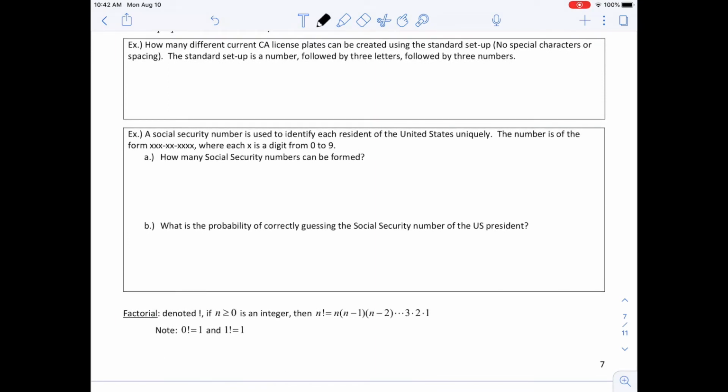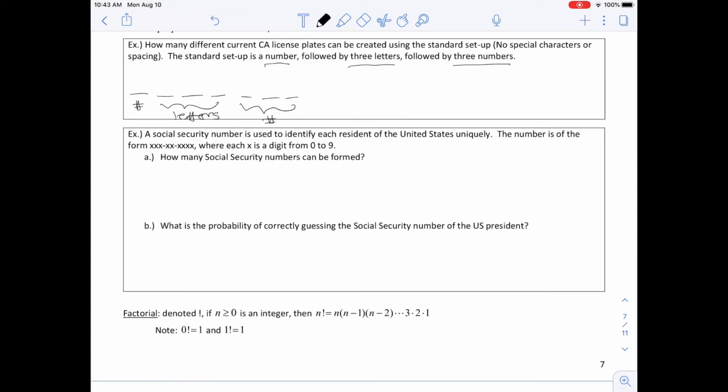The first example says, how many different current California license plates can be created using the standard setup, no special characters or spaces. The standard setup is going to be a number followed by 3 letters followed by 3 numbers. So we're going to have a number, followed by 3 letters, followed by 3 numbers.